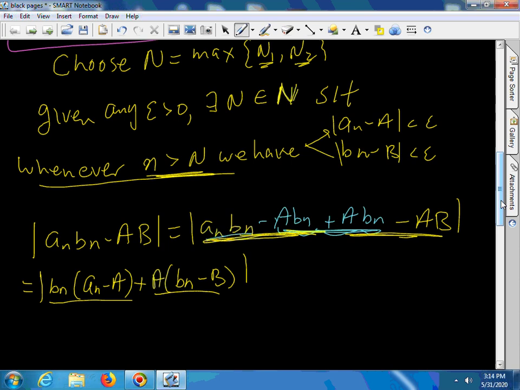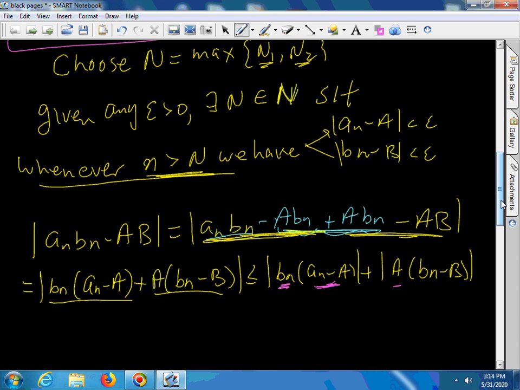Now, when you have the absolute value of the sum, this is less than or equal to the sum of the absolute values: the absolute value of the first term plus the absolute value of the second term. Now, in each of these absolute values, we have a product. But that's equal to the absolute value of the first factor times the absolute value of the second factor, plus, same game, the absolute value of A times the absolute value of b sub n minus B.